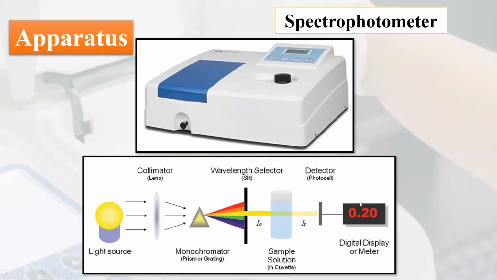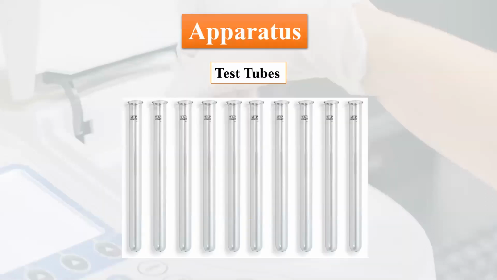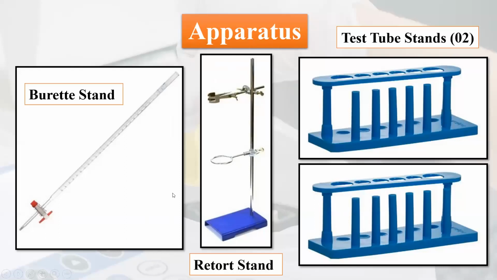These are the operators, and next we are going to take the other apparatus. Here you see 10 test tubes. In this experiment, we take 10 different test tubes, and not only the test tubes, we also take the burette and burette stand. This is a burette stand, and these are the test tube stands. So these are the operators.